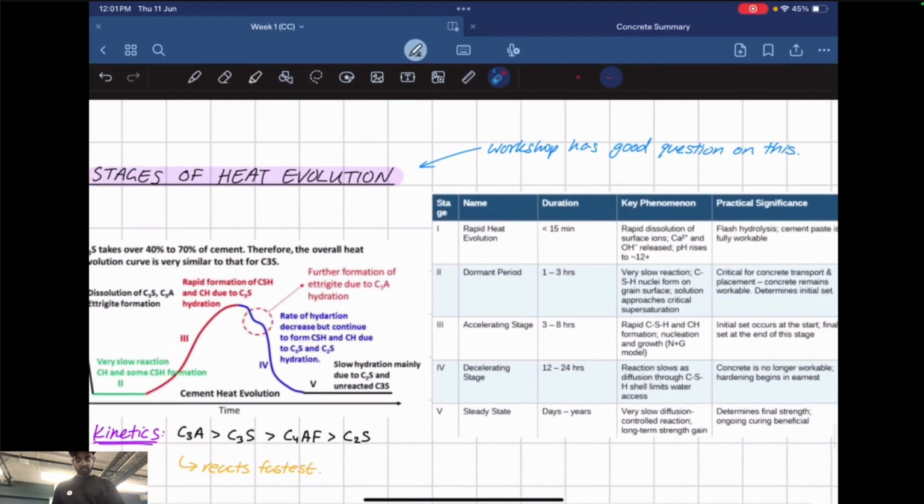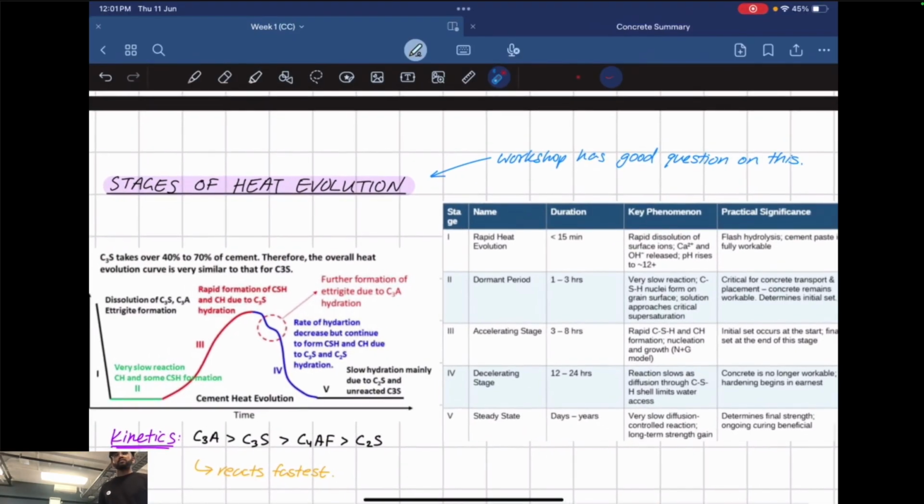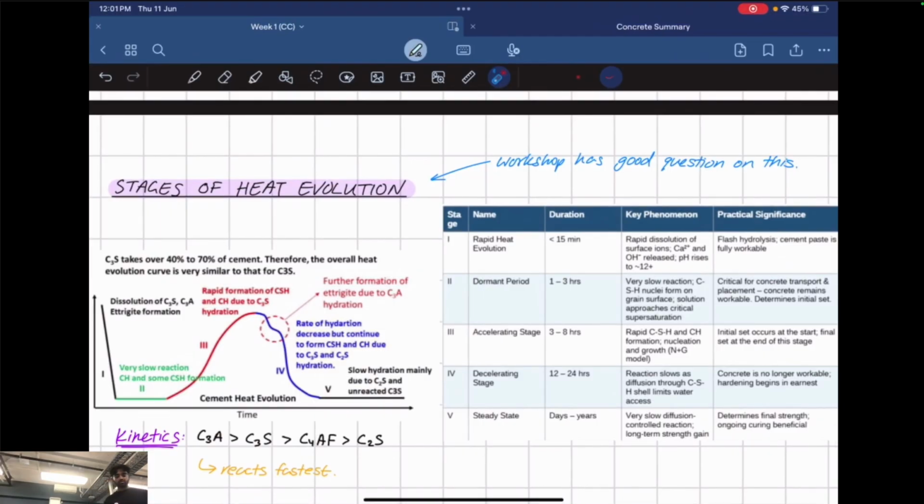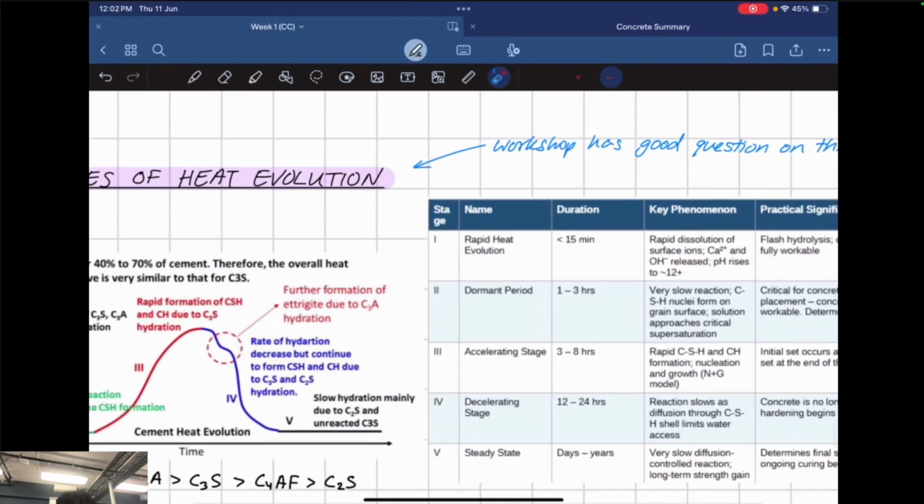So that actually brings us to this next point over here, stages of heat evolution. The workshop has a really good question regarding this graph over here. It goes through each of the stages and explains it really well. There's one paragraph for each stage. Because of that, I'm not going to go through it. And it's not really that important either. Personally, you guys might find it important, I don't really care.